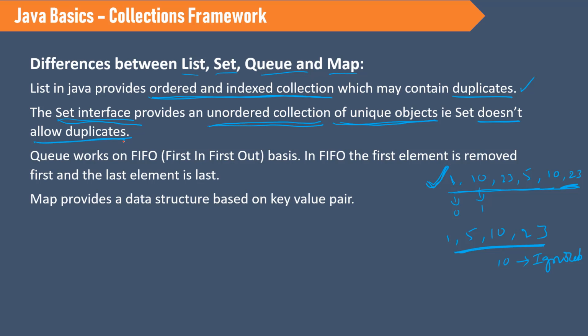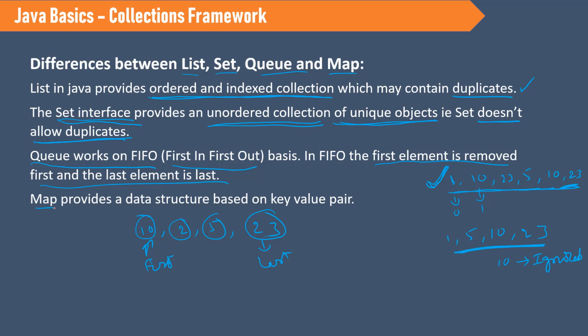And the next thing is queue. Queue works on a FIFO basis, first in and first out. That means the first element is removed first and the last element is removed last. Let's say I have added 10 first and then 2, 5, 23. Since I added 10 first, I can access 10 only as the first element and 23 only as the last element. I cannot access the second or third element first, because it works on a FIFO basis. So that is queue.